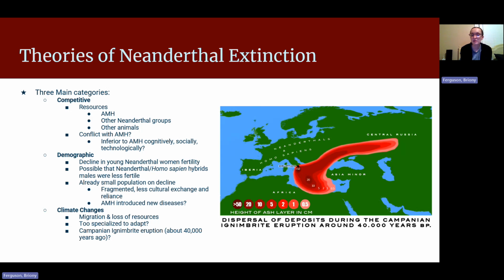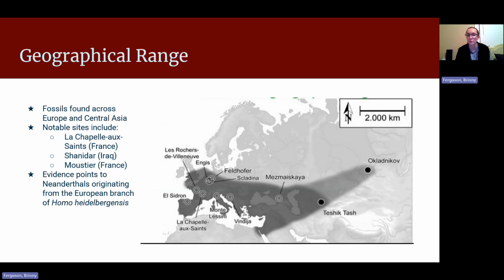Now, the last theory, which I actually think gets written off a little bit too quickly, is the Campanian ignimbrite eruption, which occurred about 40,000 years ago. And you can see here in this image that this eruption, the ash fall, actually almost perfectly lines up with the known range for Neanderthals. And coincidentally, a lot of the groups that stuck it out a little bit longer were groups that were more on the outskirts here in Central Asia.